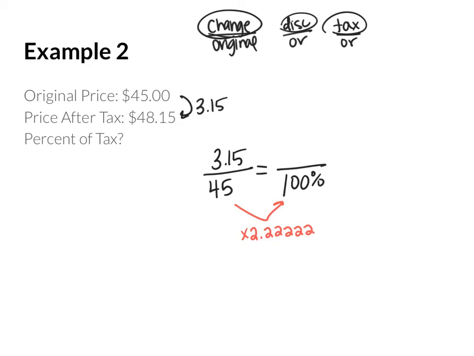When you're typing it into your calculator, you just keep pressing 2 and 2 and 2 over and over again, because you're going to need to do that to find our new numerator. I have 3.15 multiplied by 2 and that repeating 2. Just keep tapping. When you multiply, you should get exactly 7. So the percent of tax is 7%.